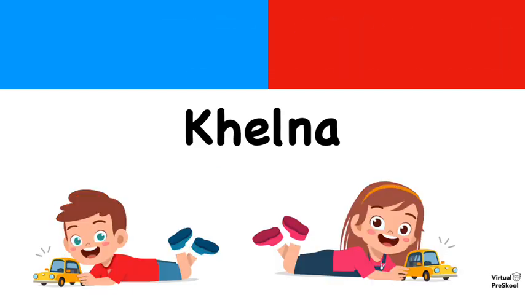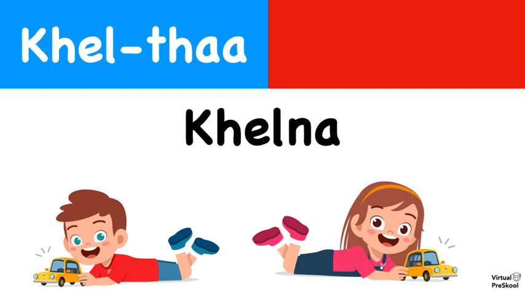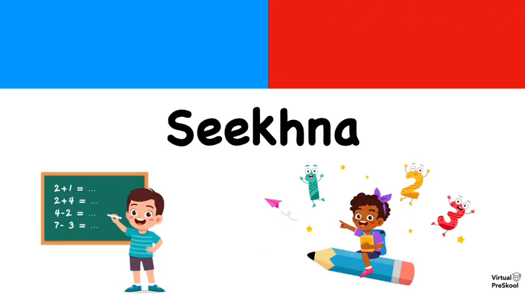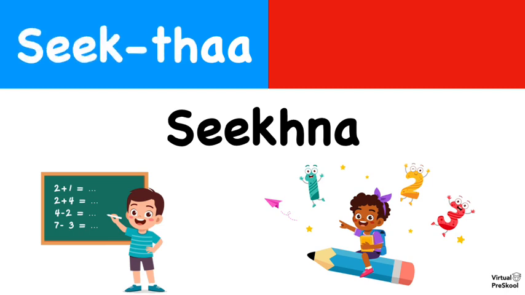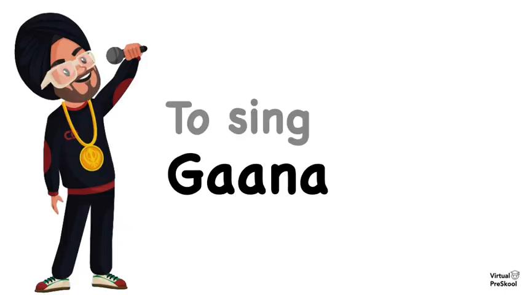And the girl? Padhti. To play is khelna. What would the boy say? Khelta or khelti? Khelta. And what would the girl say? Khelti. Seekhna is to learn. What would the boy say? Seekhta or seekhti? Seekhta. And the girl? Seekhti. Okay, now let's see if you can put the verb together.